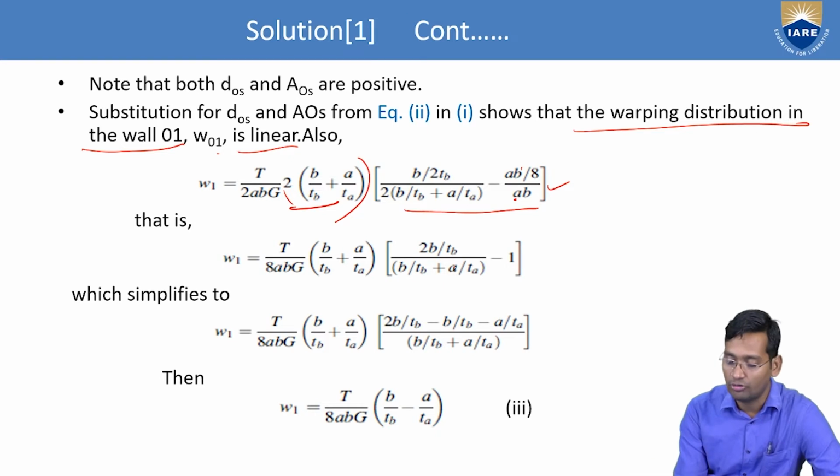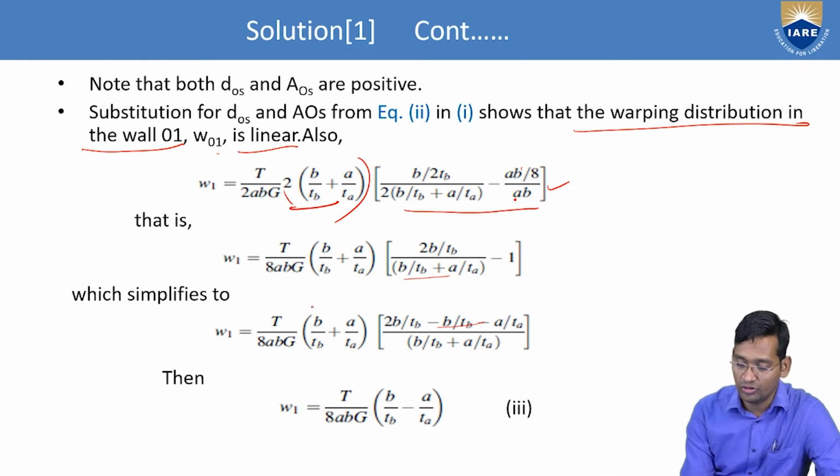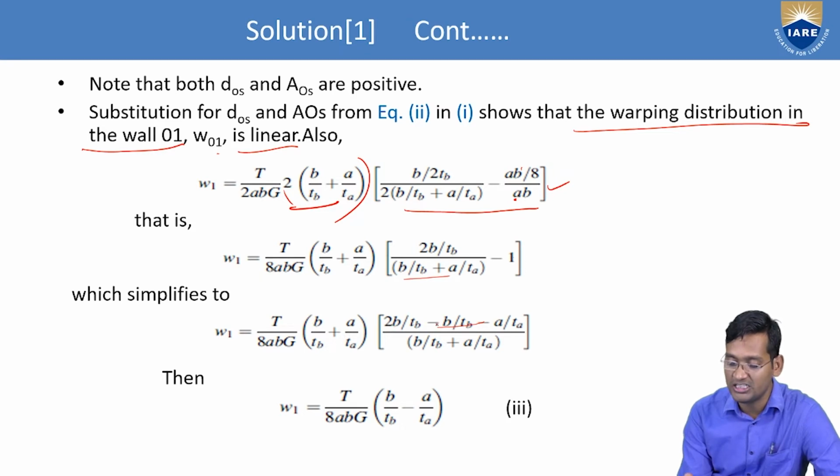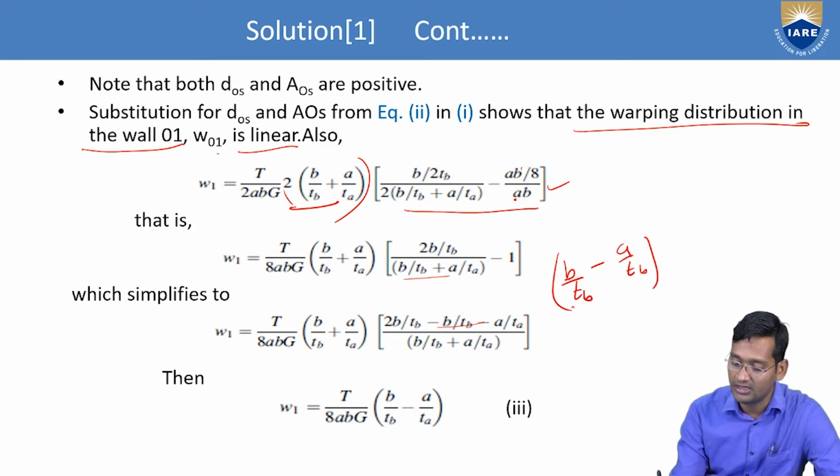Now take the LCM and simplify. After taking LCM, we get 2b by TB minus b by TB minus a by TB, divided by this one. So this term is all there. After simplifying, 2b by TB minus b by TB gives b by TB minus a by TB, whole divided by b by TB plus a by TB.